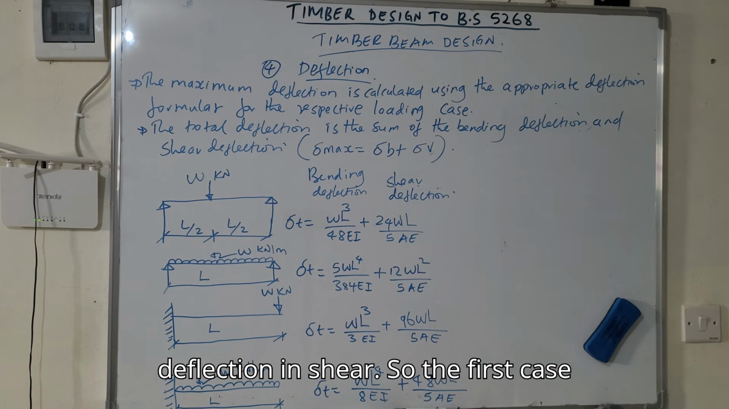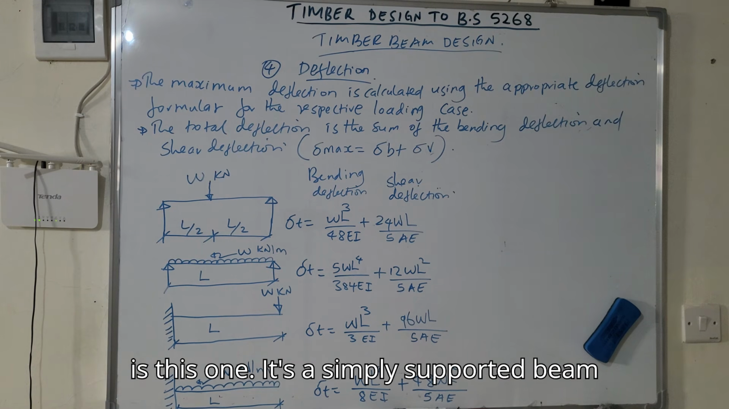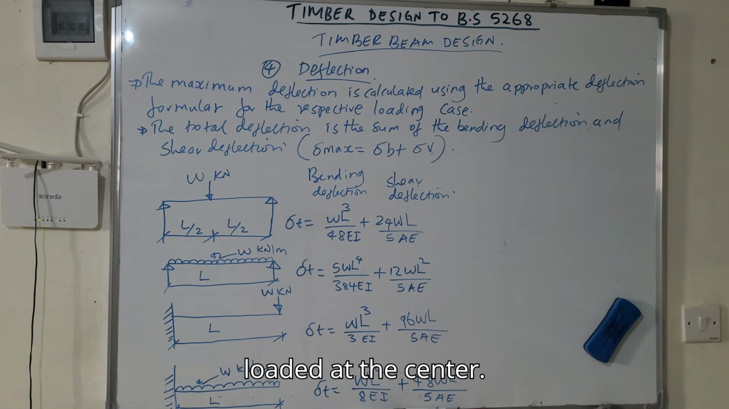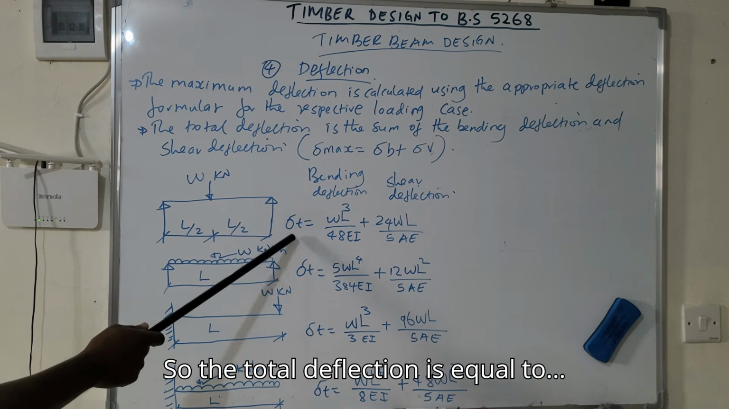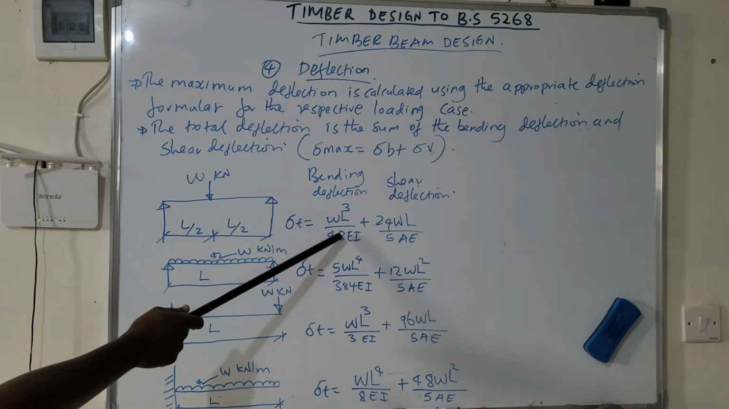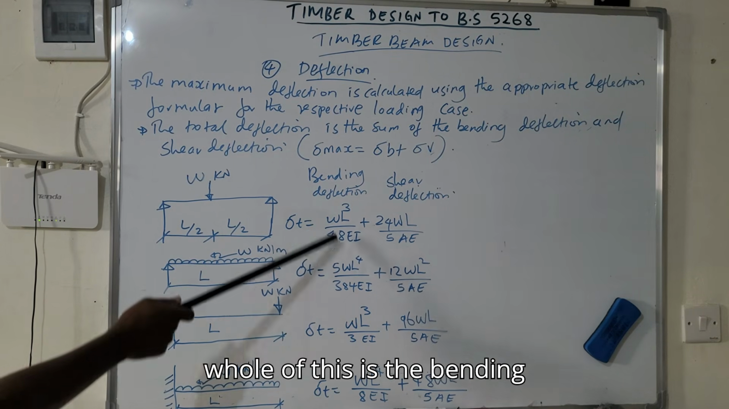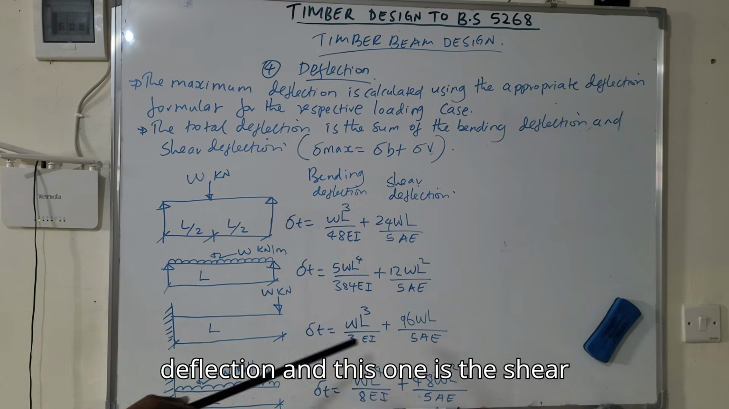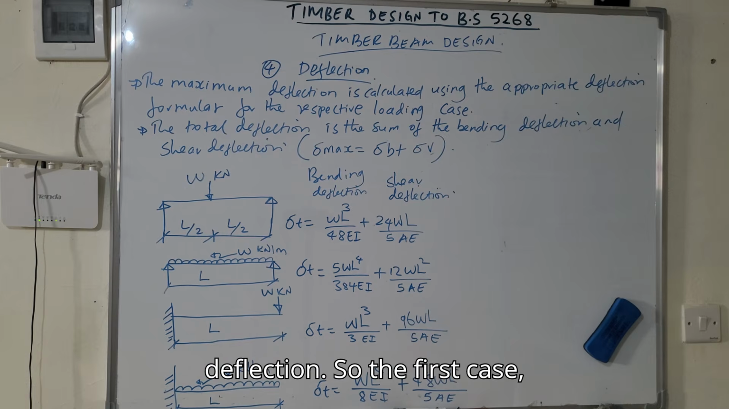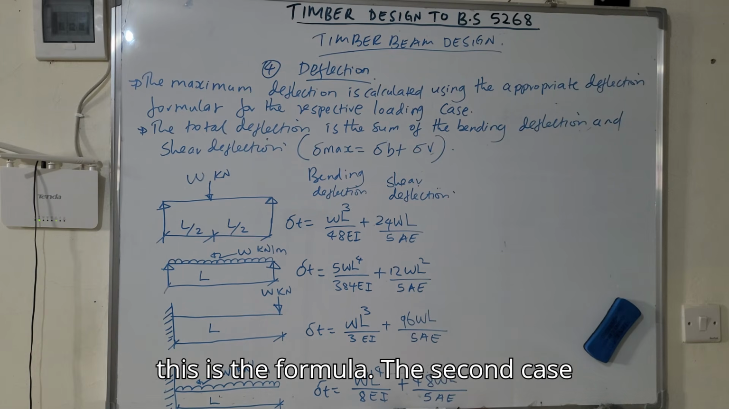So the first case is this one. It's a simply supported beam loaded at the center. So the total deflection is equal to, this is the formula for this. So the whole of this is the bending deflection and this one is the shear deflection. So the first case, this is the formula.